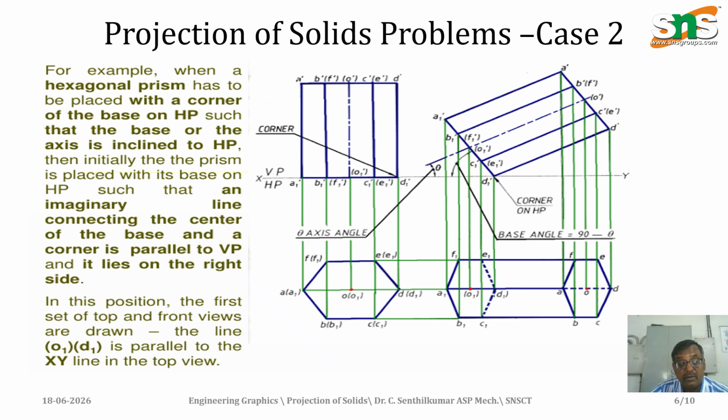This is the corner. First, we draw the top view, hexagonal prism. We project upward as indicated in the previous problem. We draw it. What do we do after that? This corner is resting. This is the corner where it is resting here. We draw this line based on the axis inclined or base inclined. Based on the theta value, we draw that.